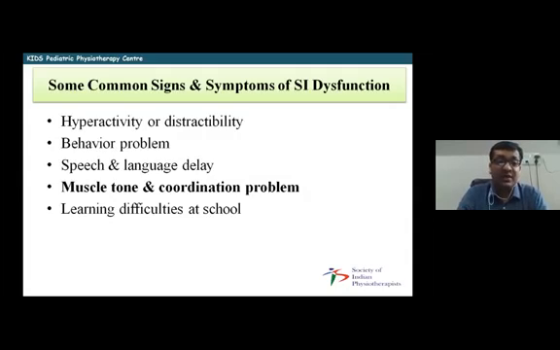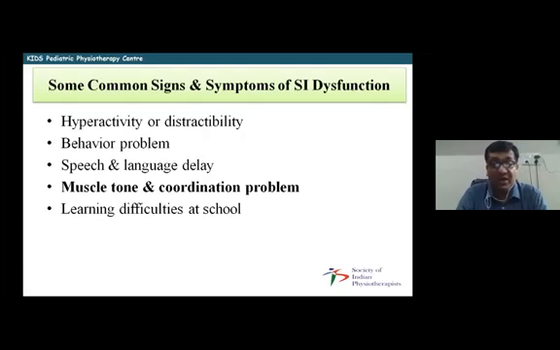Now, some common signs and symptoms of sensory integration dysfunction are hyperactivity and distractibility. Our child with cerebral palsy is distracted very easily in a regular environment. Behavior problems, speech and language delay. Yes, we are able to see speech and language delay in our cerebral palsy kids.